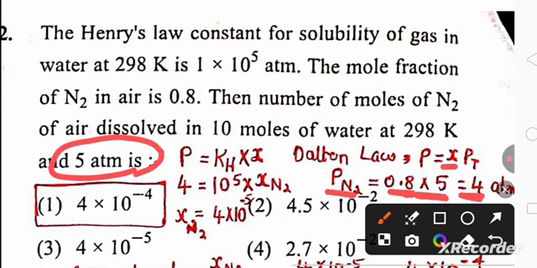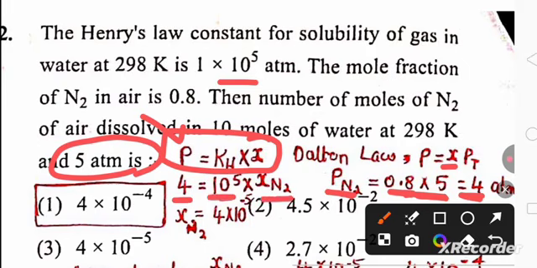Now this partial pressure we will substitute in Henry's law formula, where the partial pressure value is 4 and KH value is 10 to the power of 5, and we will find the mole fraction of nitrogen. When you calculate, you will get 4 into 10 to the power of minus 5. But remember children, that is not the answer.